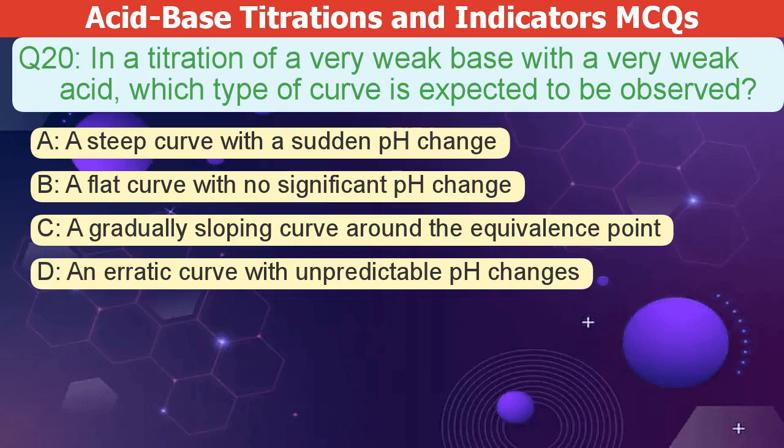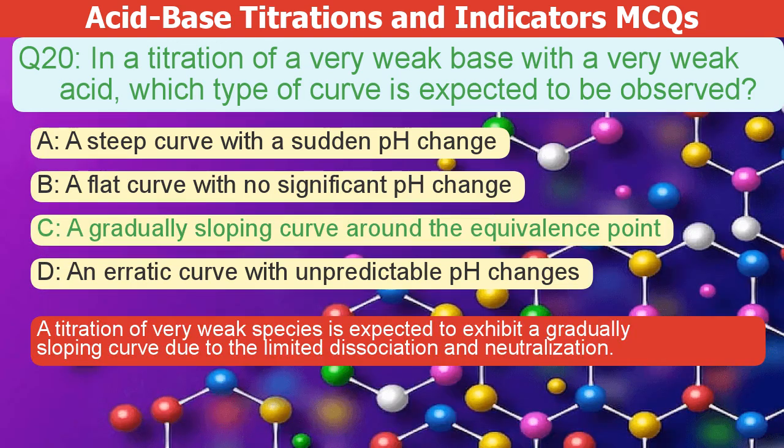In a titration of a very weak base with a very weak acid, which type of curve is expected to be observed? A. A steep curve with a sudden pH change. B. A flat curve with no significant pH change. C. A gradually sloping curve around the equivalence point. D. An erratic curve with unpredictable pH changes. The correct answer is C. A titration of very weak species is expected to exhibit a gradually sloping curve due to the limited dissociation and neutralization.